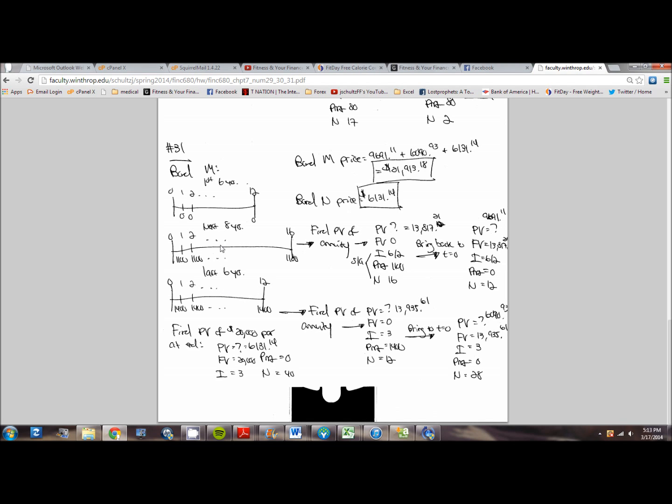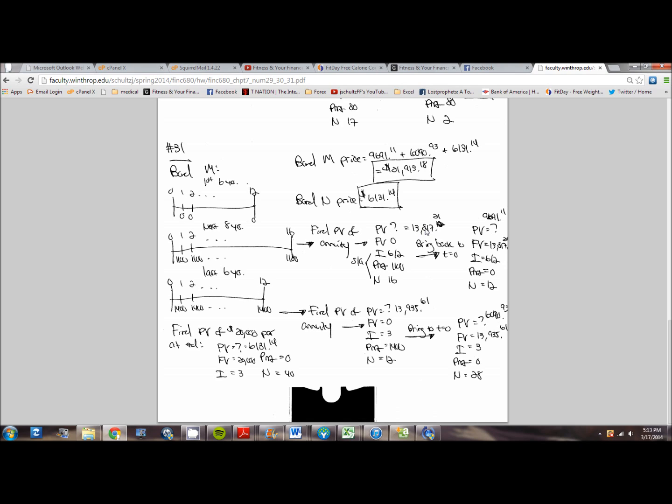You basically have a 16-period annuity, because remember we're making semi-annual payments over these 8 years. You have a 16-period annuity for $1,100, and you want to find the present value of that annuity. We do that the same way we would find the present value of any annuity: set the future value equal to 0, plug in I, payment, and N, making sure they're on a semi-annual basis, and you get $13,817.21.